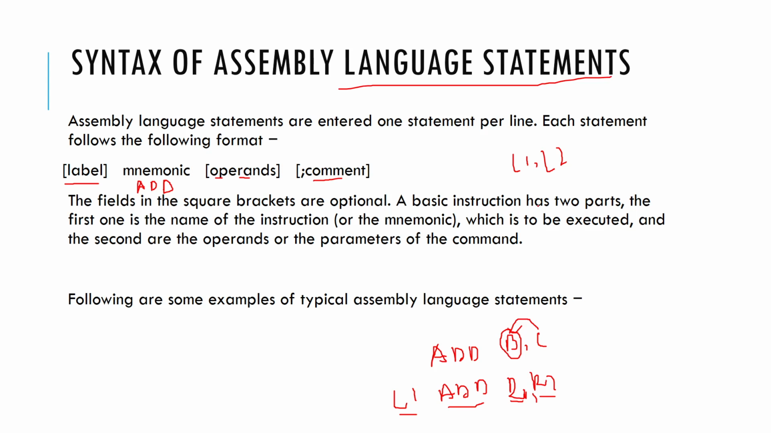A basic instruction has two parts. The first one is the name of the instruction, nothing but the mnemonic, which is to be executed. And the second is the operands or the parameters of the command. These are the operands, where data will be stored.